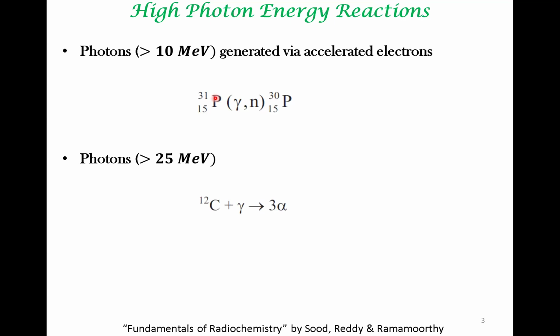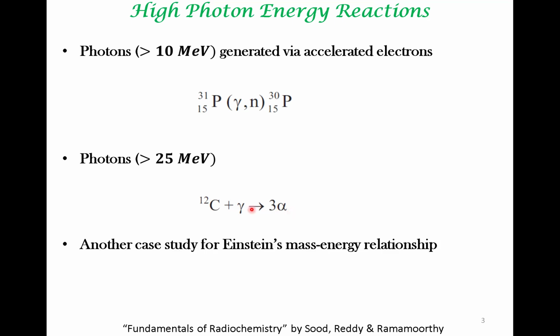And this is even more interesting when you have a photon of more than 25 MeV. When exposed to C12, it breaks down into 3 alpha particles. So this is also a well-studied reaction. So this has been important historically because this was one of the reaction which provided experimental evidence for Einstein's mass-energy relationship.